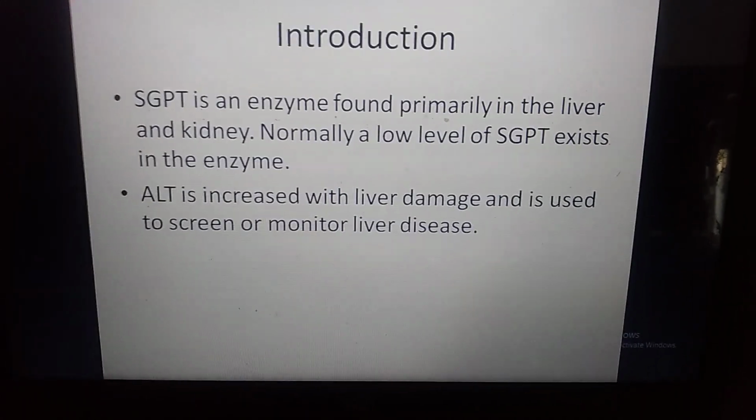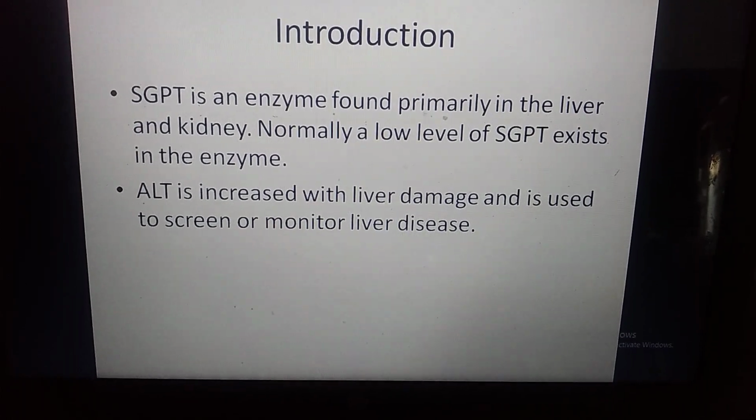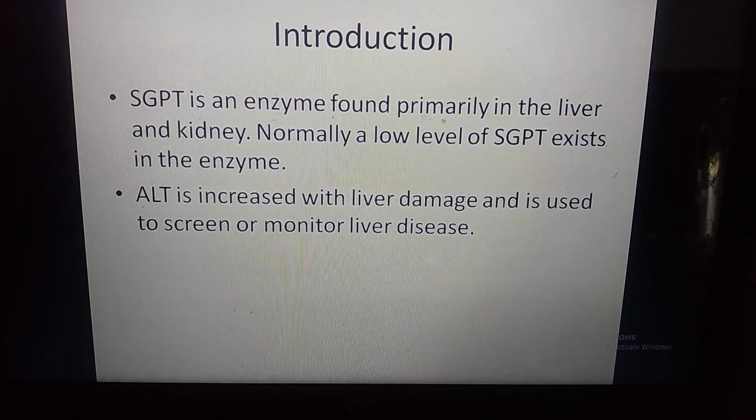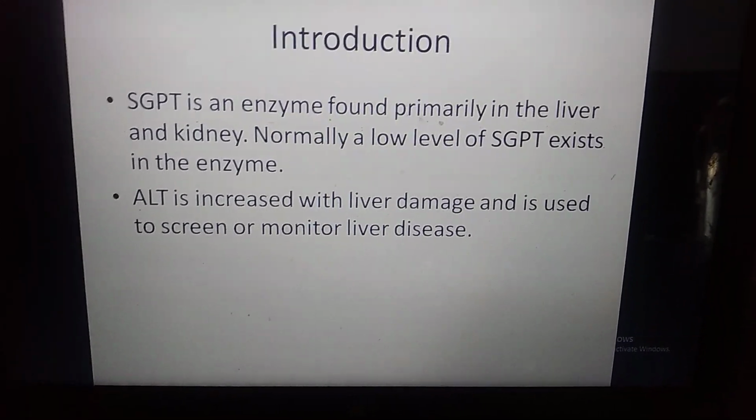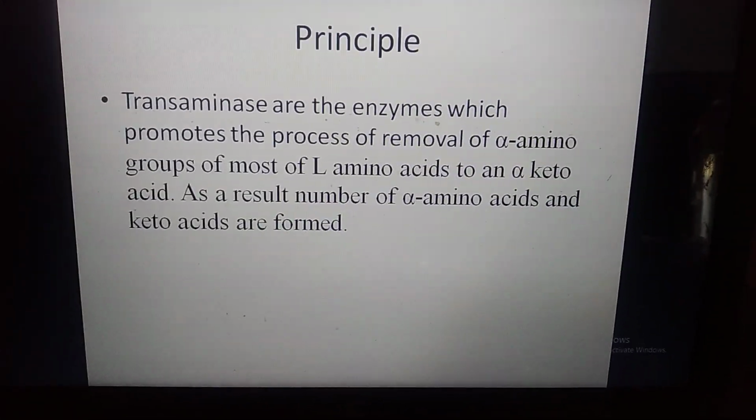SGPT is an enzyme found primarily in the liver and kidney. Normally, a low level of SGPT exists in the enzyme. ALT levels are increased with liver damage and used to screen or monitor liver disease.